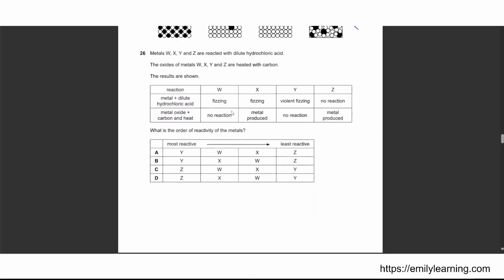Moving on to question 26. Metals W, X, Y, and Z are reacted with dilute acid. The oxides of metal W, X, Y, and Z are heated with carbon. So the results are shown.